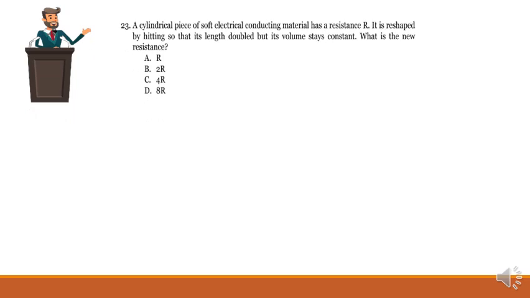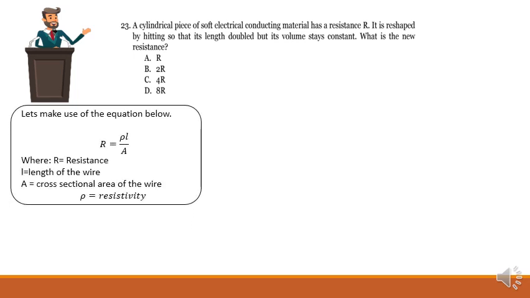Question 23. A cylindrical piece of soft electrical conducting material has a resistance R. It is reshaped by heating so that its length doubles, but its volume stays constant. What is the new resistance? Let's make use of the equation R is equal to rho L on A, where R is the resistance, L is the length of the wire, A is the cross-sectional area of the wire, and rho is the resistivity of the wire.